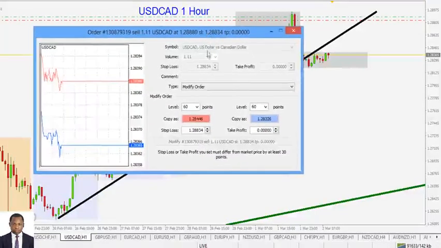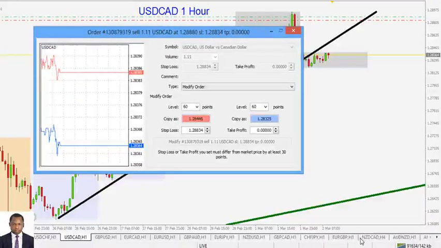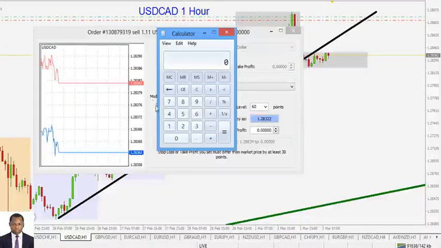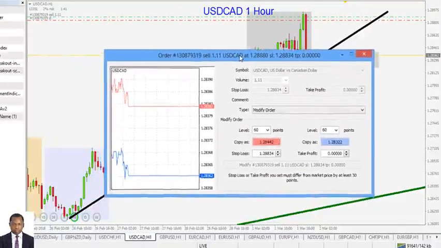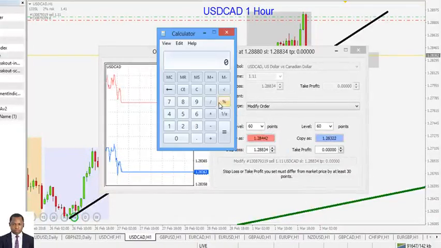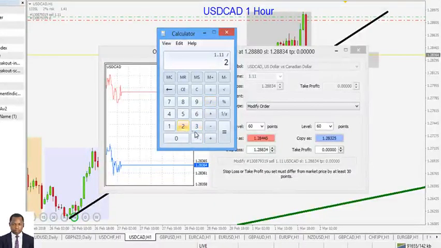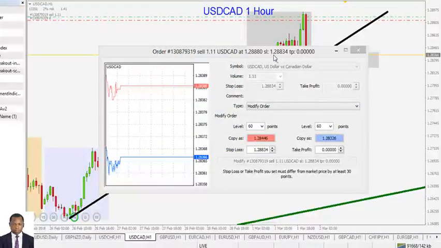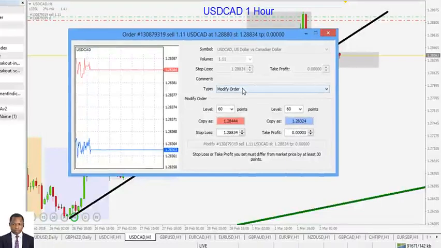If you don't know how to calculate 50% of your profit, just fire in your calculator. You should have your calculator. What lot size did you trade here? For me, I traded a 1.11 lot size. So fire in your calculator: 1.11 divided by 2. That's 50% of your lot size. It's equal to approximately 0.6 lot. That's 50% of your lot size. So we are going to cash out partial profit for this trade.